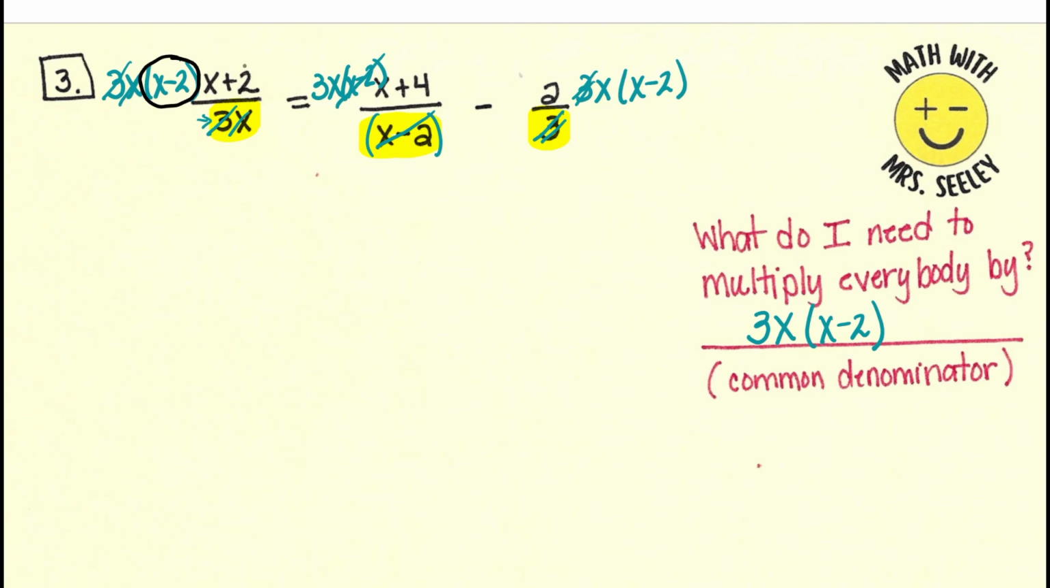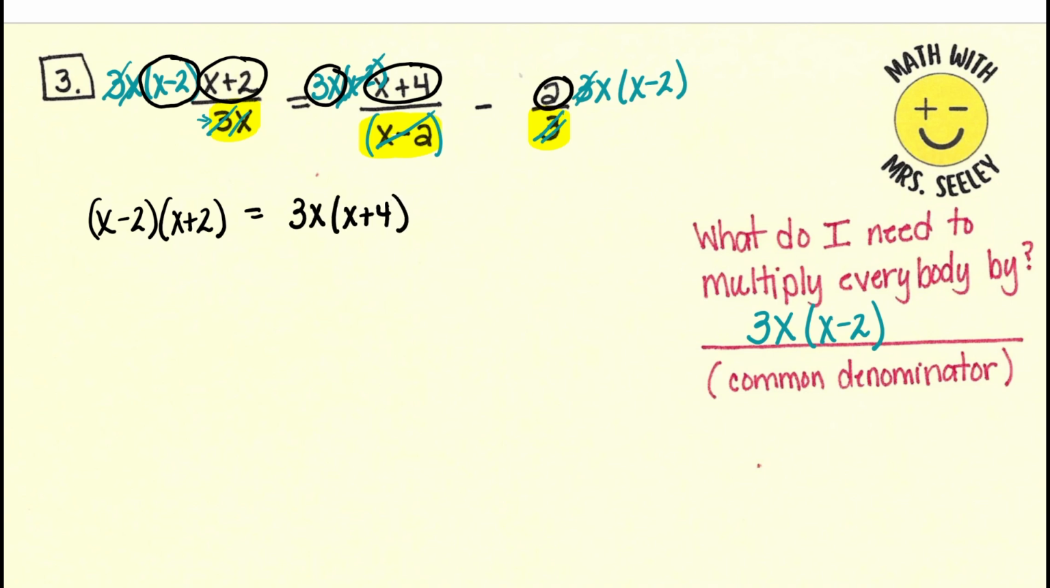We have an x minus 2 and an x plus 2. So x minus 2 and x plus 2. Here we have a 3x and an x plus 4. So 3x and x plus 4. And here we have a 2, an x, and an x minus 2. So 2x and x minus 2. All right, let's go ahead and solve the equation. Right here, you are going to distribute or FOIL. It's the same thing. That x is going to distribute to everyone, be in your first and your outers.